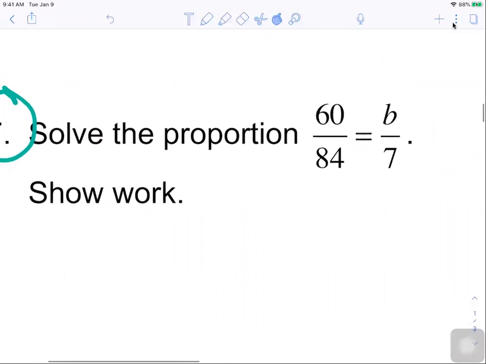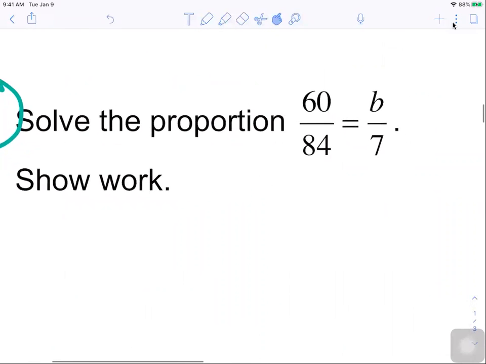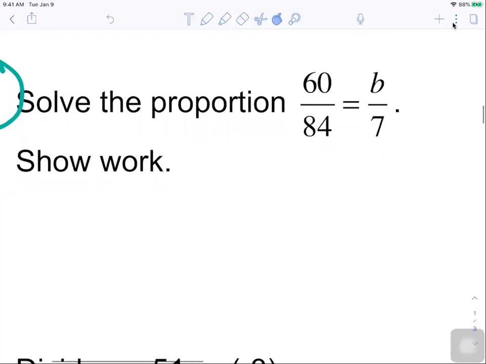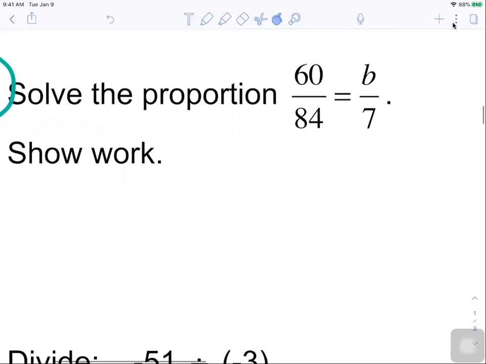So I'm going to zoom in here, and it says solve the proportion. And we have 60 over 84 equals b over 7. And we want to show your work. So the first step for doing this is we're going to cross multiply. So I have the stylus here. Hopefully you guys pick one of these up. And I'm going to rewrite the problem.